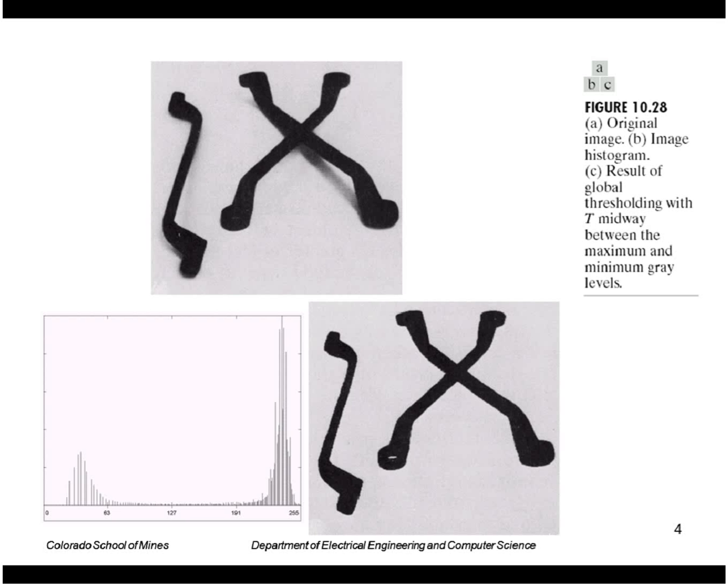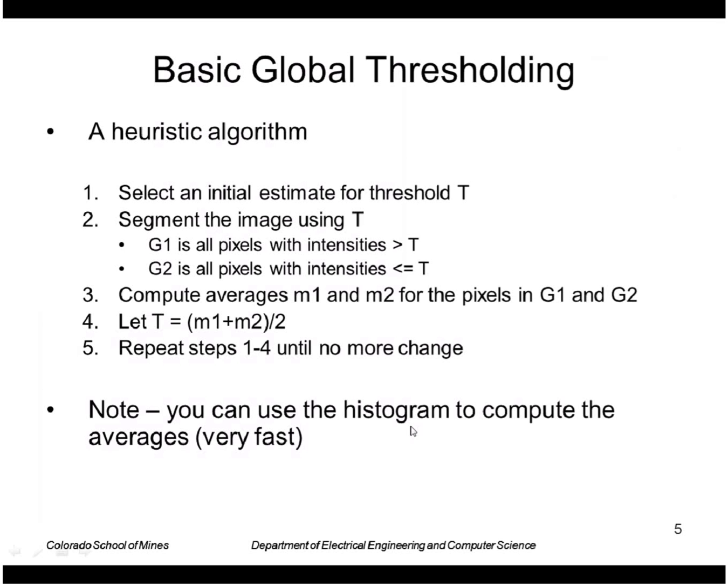In a simple example, this image has a histogram that has 2 very distinct peaks. It's easy to find a threshold somewhere between them that would separate them, and this is the binary image that results from doing that thresholding. There are several algorithms to do this. This is a simple heuristic algorithm that uses an iterative method.